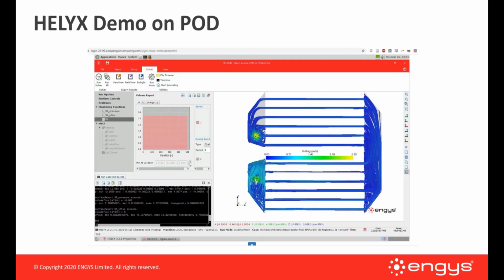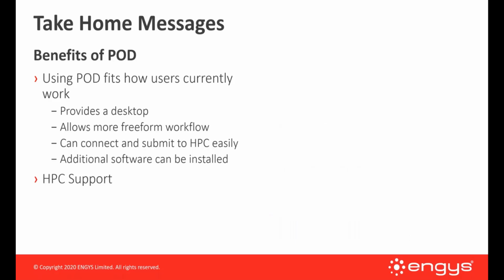And we'll finish up. So some of the take-home messages: overall, the benefits of Pod are that Pod fits how users currently work. There's a desktop that's provided. It allows more freedom of workflow. So I talked about using Python. If you're used to writing your own scripts, it's really very handy for that because it's very close to the HPC. So it's very easy. I can submit a job directly from that cloud workstation. And I can connect and submit to HPC very easily from within HELYX. I showed that I could just switch over to a different run mode and submit directly to different queues.